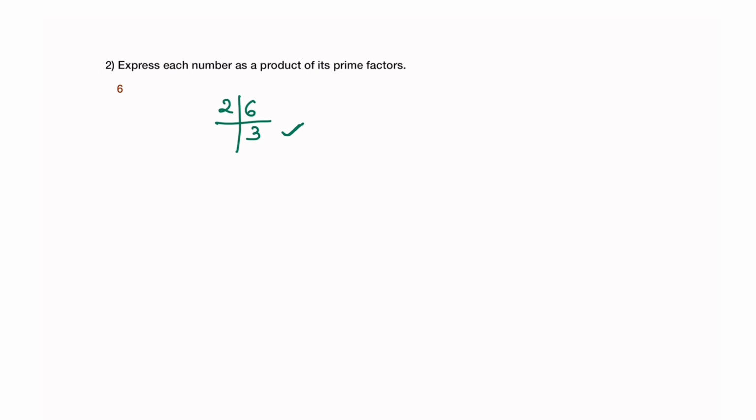So that's method 1. In method 2, you write 6 like this and you say 2 times 3. And you keep doing this process until you reach a point where all the numbers are prime numbers. You will see and understand it better when we have a bigger number. 6, this is the only step. So we can say that 6 is 2 times 3. This is a prime number, this is a prime number, right? So it's prime factors.